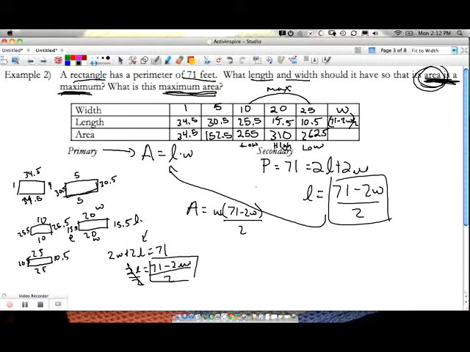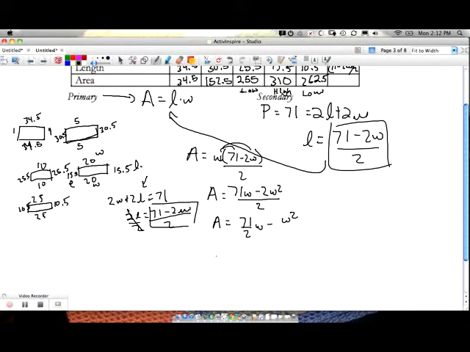Let's do some algebra first to move things around here. If I distribute this W, that would help me a little bit. I got 71W minus 2W squared, all divided by 2. Let's take it one step further. That means that the area is really equal to 71 over 2 times W minus W squared. So now this is going to be very easy to take the derivative of.